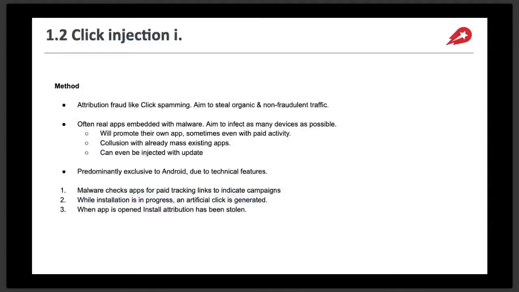Okay, so we'll go on to the second type, click injection. It's pretty similar. The method is attribution stealing, so you're trying to poach organic users. The aim is to steal organic and non-fraudulent traffic. You'll also be stealing traffic from other channels as well. Again, this often happens with real apps that are embedded with malware. Their aim is to infect as many devices as possible, and they'll even run paid activity promoting apps just for the sole purpose of spreading malware.